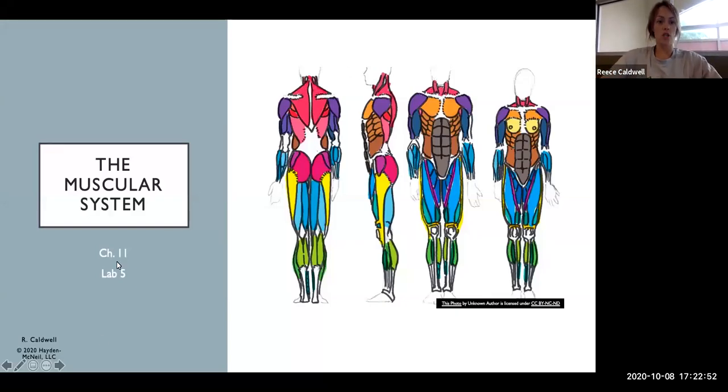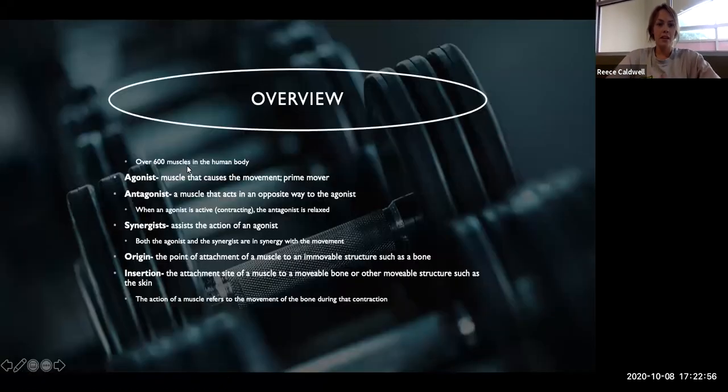Okay, so again, chapter 11, muscular system. There are over 600 muscles in the human body. That is a whole lot of muscles. In this lab, we're just going to be looking at about 10 to 15 muscles. So we're not even getting close to the amount of muscles in the human body, but there are some prime muscle groups that are generalized and viewed as most important.